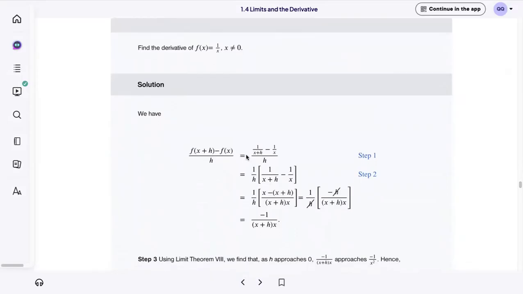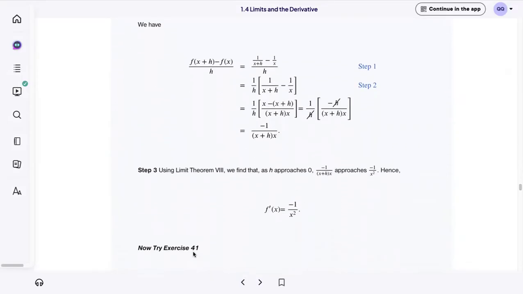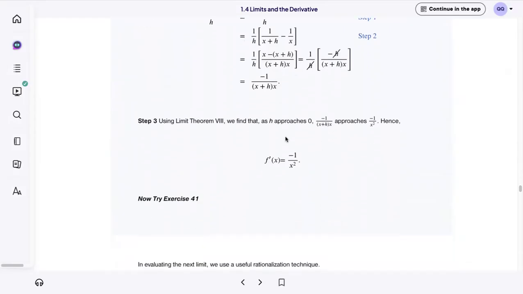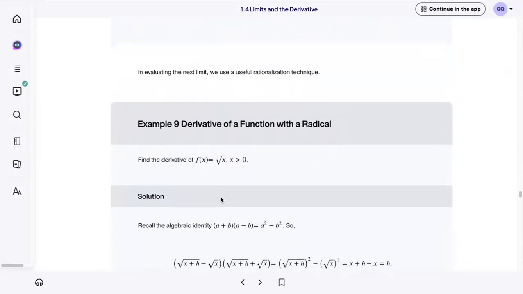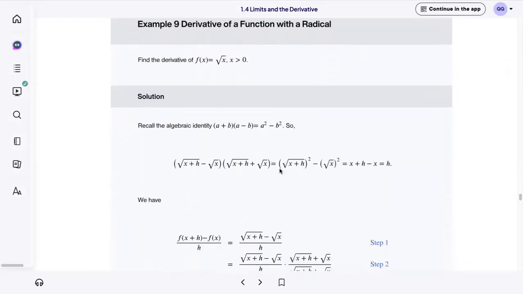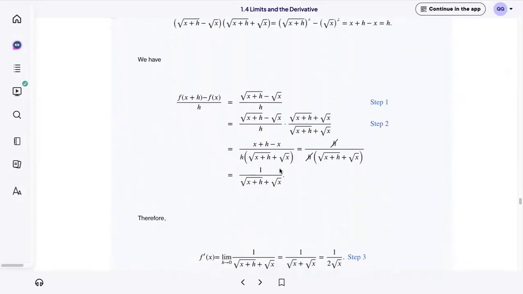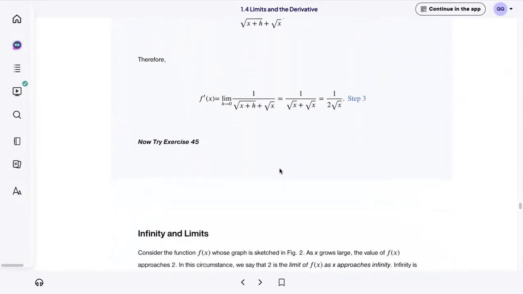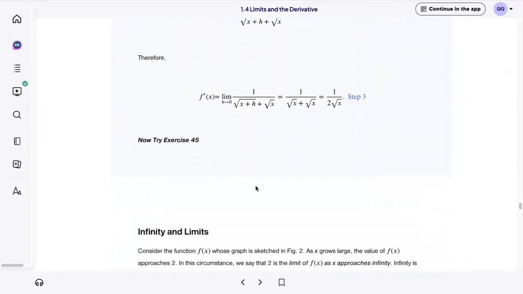Derivative of a rational function, same thing. I go through the calculation. But we also can use the power rule. I use the power rule, get much quicker. Square root of x, the same thing. Right? You could use the power rule also.